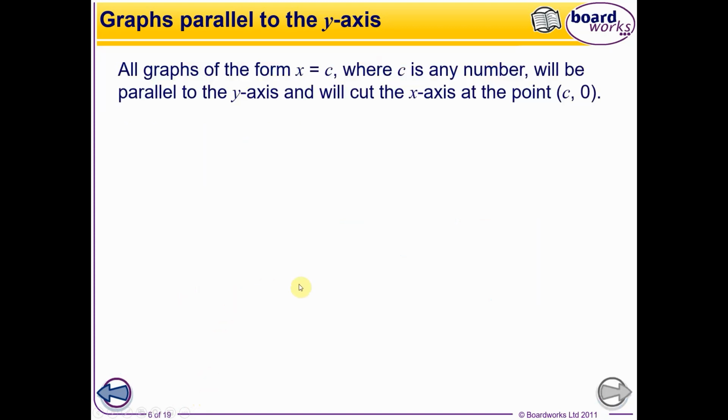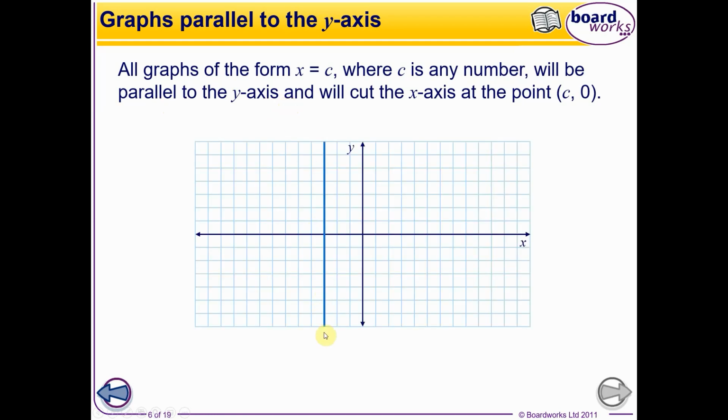Let's have a look at this very important slide. So all graphs of the form x is equal to c, where c is any number. So c here can be any number. x is equal to 5, x is equal to 7, etc. Okay? Will be parallel to the y-axis. So this line here, it is on x is equal to minus 3. Minus 1 is here, minus 2, minus 3. So it is called x is equal to minus 3.